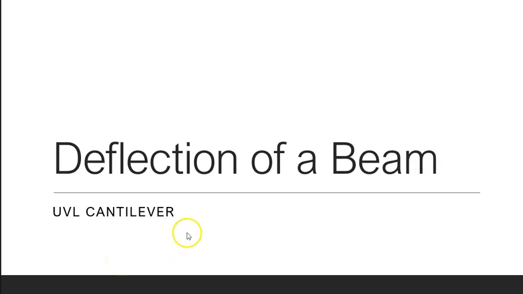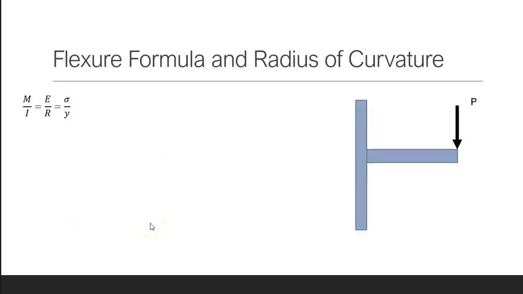Hello, and in this video we're going to look at the deflection of a beam, and in particular we're going to look at the formula to determine the deflection of a cantilever beam that is subjected to a uniform varying load. So we'll begin by looking at the flexural formula, and if I transpose this I get 1 over r is equal to M over EI.